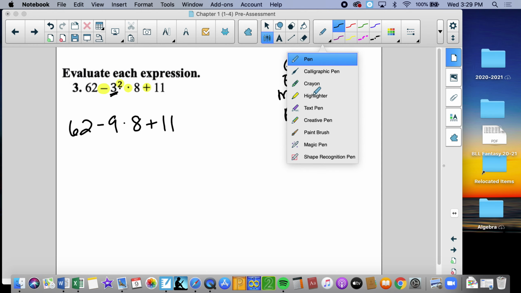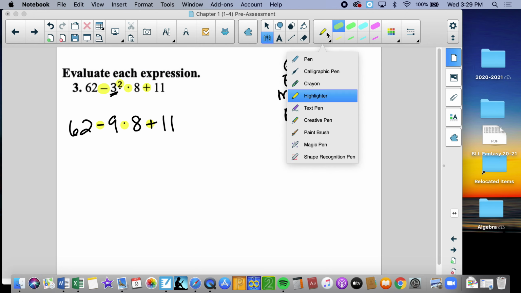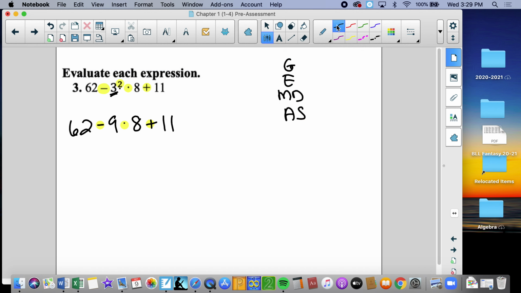So let's look at the operations again. We have subtraction, multiplication, and addition. We're going to do the multiplication first. Very important to understand, what are we multiplying? Negative 9 times positive 8. Negative 9 times positive 8 gives me negative 72.